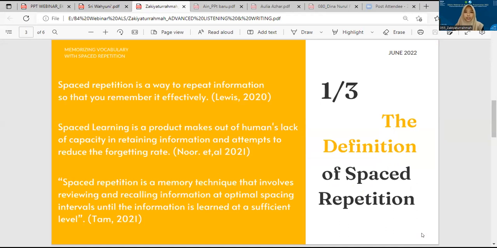Let's begin with the first section. Have you ever heard about spaced repetition? As said by Lewis in 2020, spaced repetition is a way to repeat information so that you remember it effectively. Spaced repetition reduces the forgetting rate, which relates to Noor in 2021. Spaced repetition in learning is a product made out of human lack of capacity in retaining information and attempts to reduce the forgetting rate. Spaced repetition is the technique that uses repetition with space or frequency, as he said.